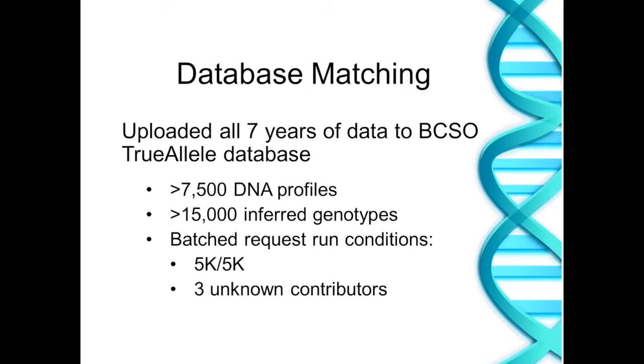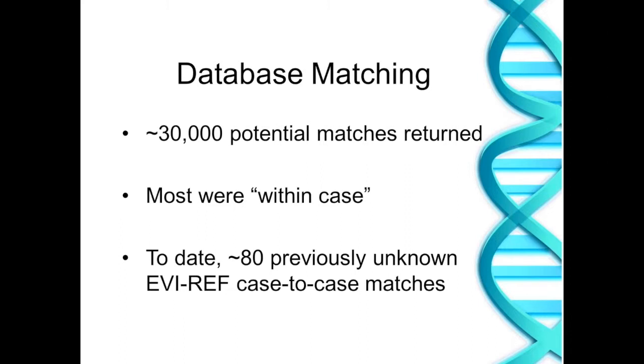In our current process, we decide whether it is a 1 contributor, 2 contributor, or 3 or more contributors for our databasing. But for this historic data, we really didn't want to take the time. It wouldn't have been worth it to go back and figure out the number of contributors for all of these. So we just set it at 3 and uploaded them and saw what happened, which came back with, for EVI to ref, at least around 30,000 potential lines of data in an Excel spreadsheet, but we went through all of these, and most of these were within case.